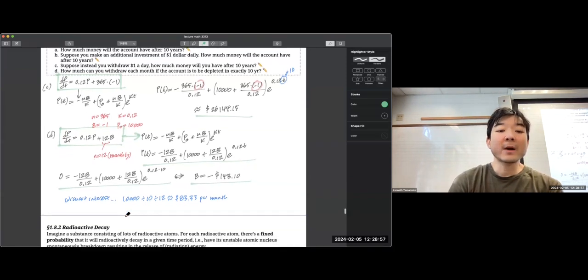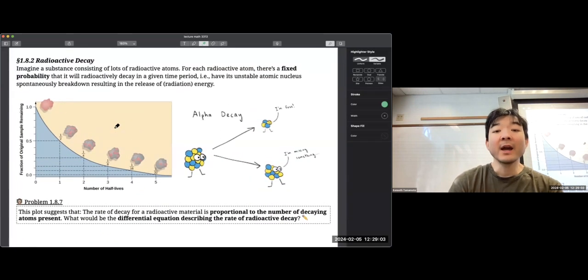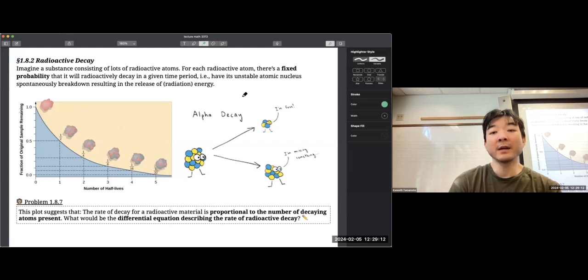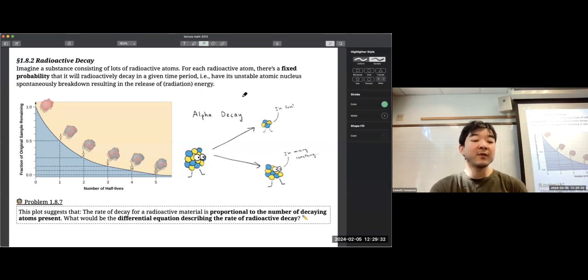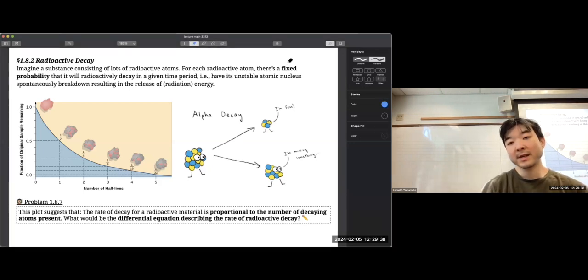So we're going to now go backwards and think about this idea of not exponential growth, but exponential decay. A common application for that is radioactive atoms. There's some underlying physics that basically says there's a fixed probability that your substance, which consists of radioactive atoms, will radioactively decay in some given time period. There's some unstable nucleus that breaks down and releases radiation energy. Let's say the fixed probability that it will decay is 50%.